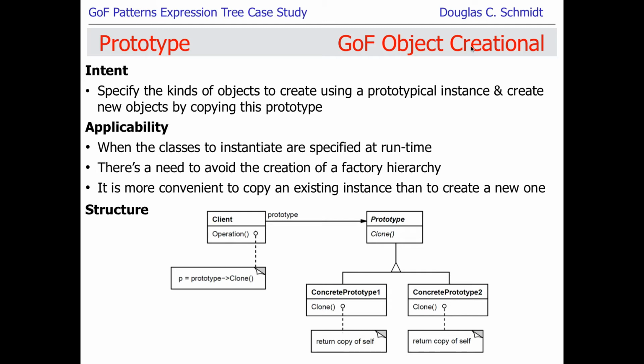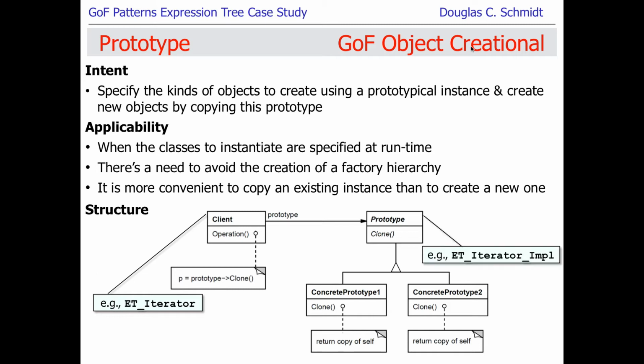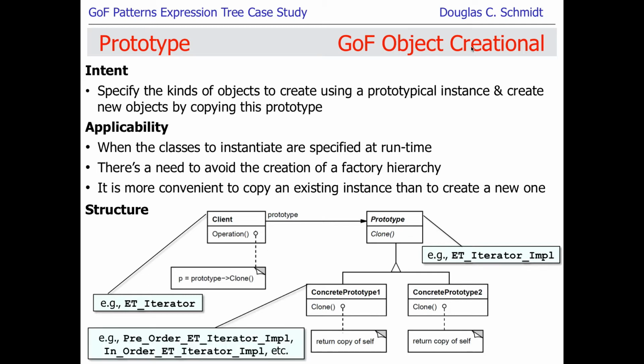Here's what the diagram looks like for the pattern. In this case, we have a client which has some operation on it. And as you can see here, that's like our iterator. And then it delegates to the prototype hierarchy, which in our case is iterator impl. And then it delegates to the appropriate subclass, which in our case is the different kinds of traversal algorithms that know how to clone themselves when used in the context of an STL post-increment or post-decrement operation.